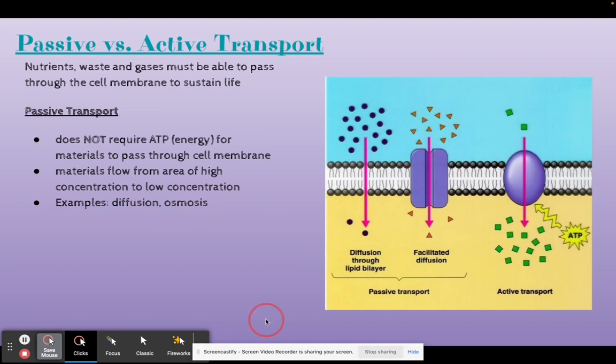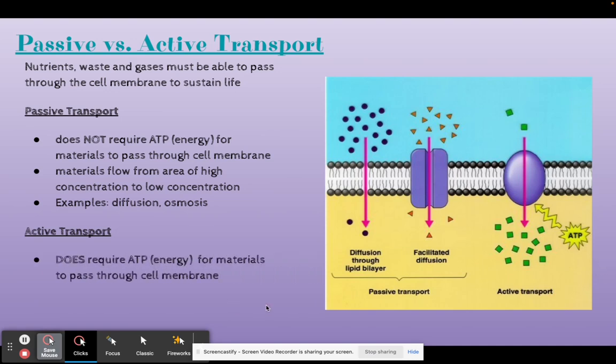So now let's compare this to active transport. You probably once again can envision that since passive transport requires no energy and you can just pass through the cell membrane either in or out, depending upon where the area of concentration gradient is, the active transport, then, if you're doing something active, you're going to need energy, right? So ATP is required for active transport for materials to pass through the cell membrane.